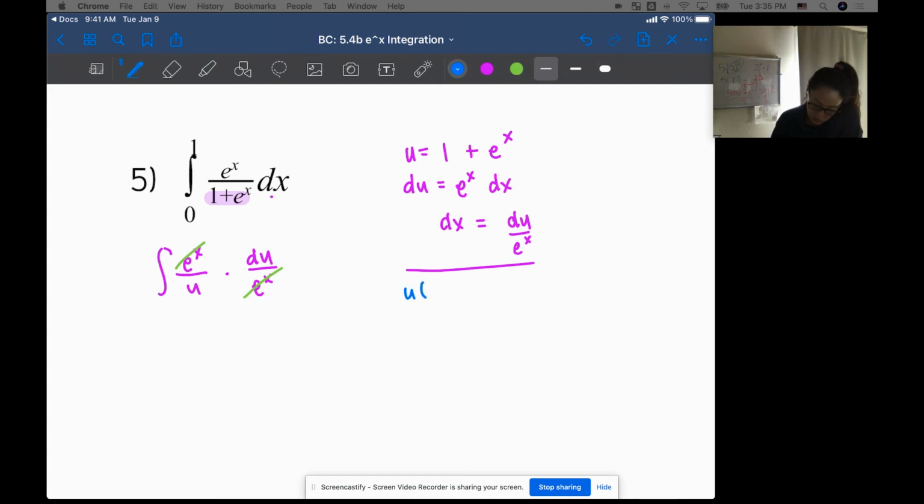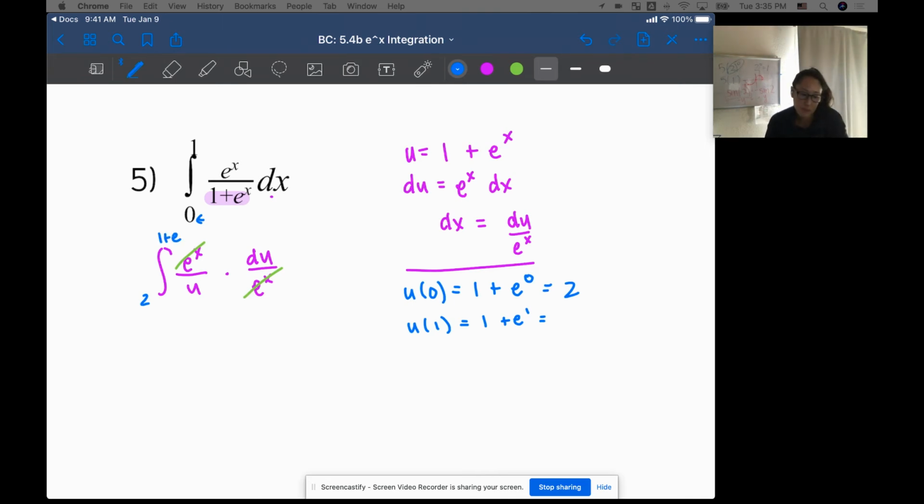All right, so next up, we need to change our bounds. So I have u of my lower bound, 0, is 1 plus e to the 0. Anything to the 0 is 1, so I get 2. And then u of 1 is 1 plus e to the 1, which is 1 plus e. Okay. So now let's go ahead and write this nicely. I get the integral from 2 to 1 plus e of 1 over u du.